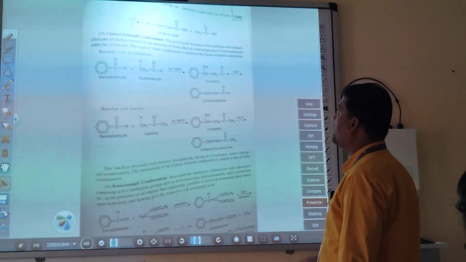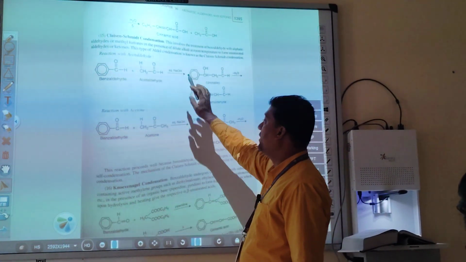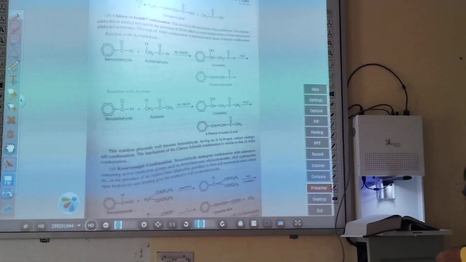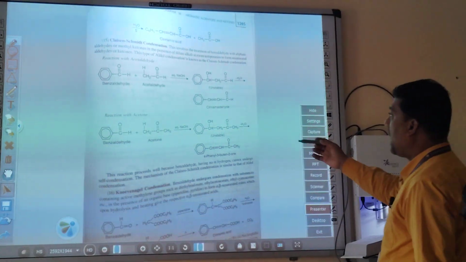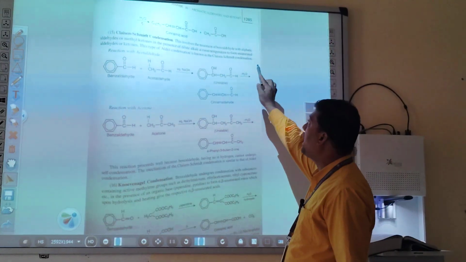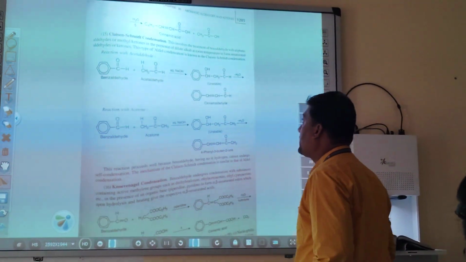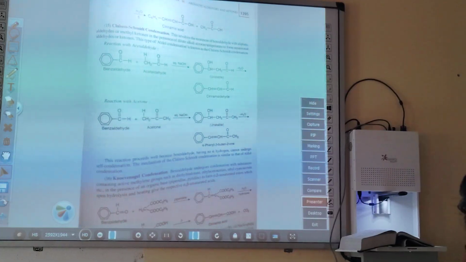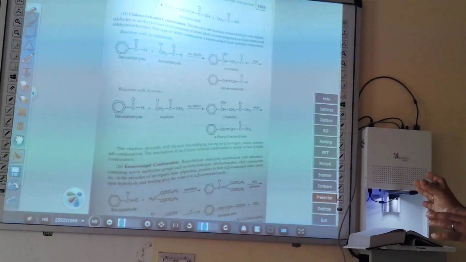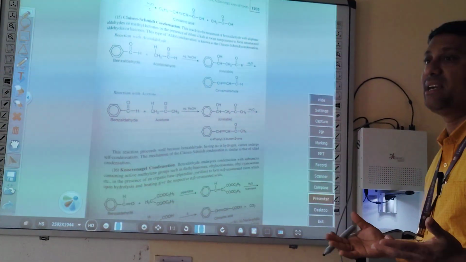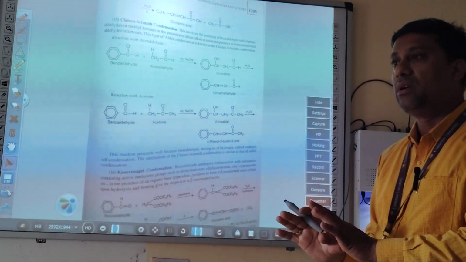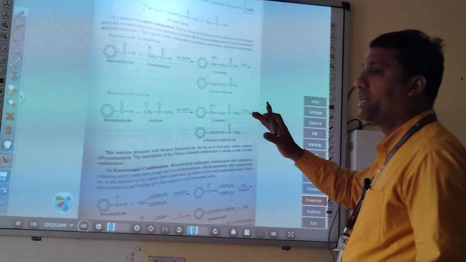Benzaldehyde reacts with aliphatic aldehydes or methyl ketones in the presence of dilute alkali, sodium hydroxide, at room temperature to form unsaturated aldehydes or ketones. These are alpha beta unsaturated compounds. This type of aldol condensation is known as Claisen-Schmidt condensation. It is also an aldol condensation type of reaction, but it is a special type, where one molecule is aliphatic and one molecule is aromatic.